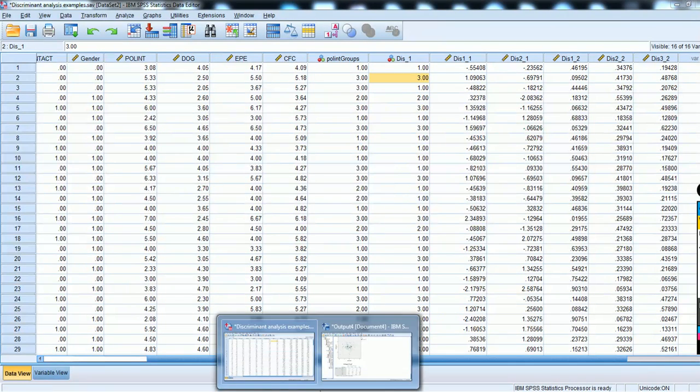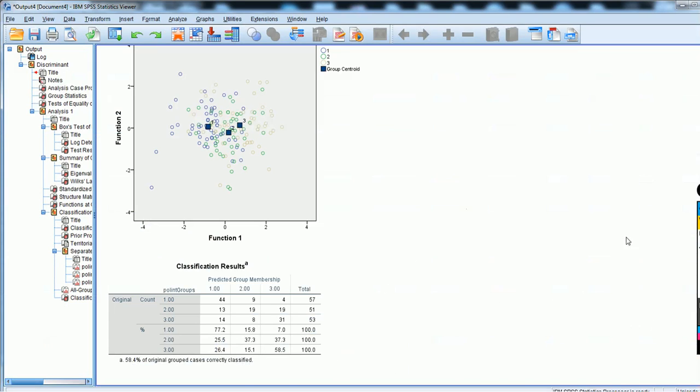When we look at our table right here, you can see that you've got our 3 groups. These numbers are reflecting the actual group memberships in terms of falling into the low, medium, and high levels of political interest.